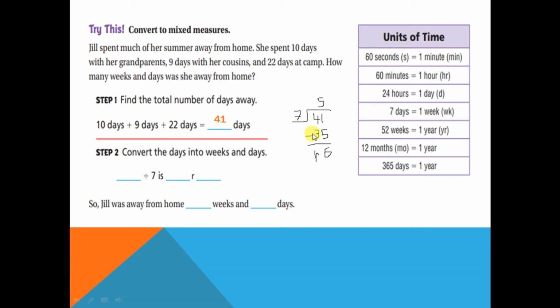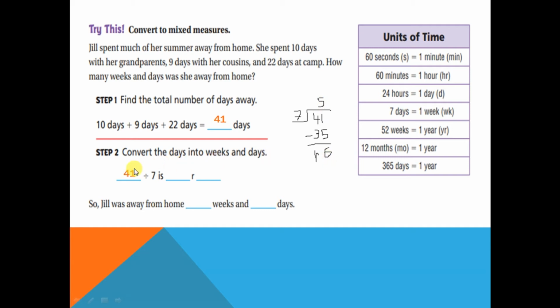Now we're going to subtract. Can we subtract 5 from 1? No. So we're going to borrow from 4. It will be 3, and this number will be 11. 11 minus 5 is 6, and 3 minus 3 will be nothing. So now, can I divide 6 by 7? No. Why? Because 6 is less than 7. So we leave it as a remainder, right? So now, how many weeks are in 41 days? 5 weeks, and the remainder is 6 days.